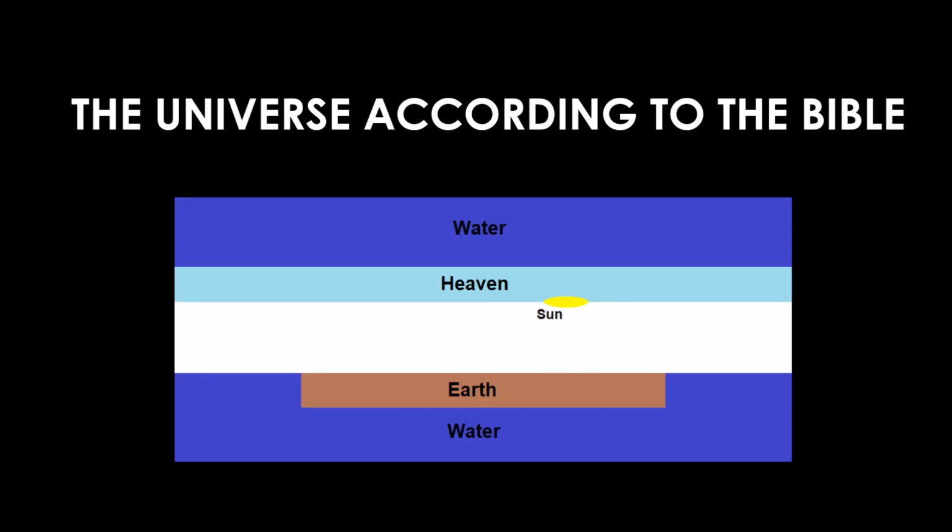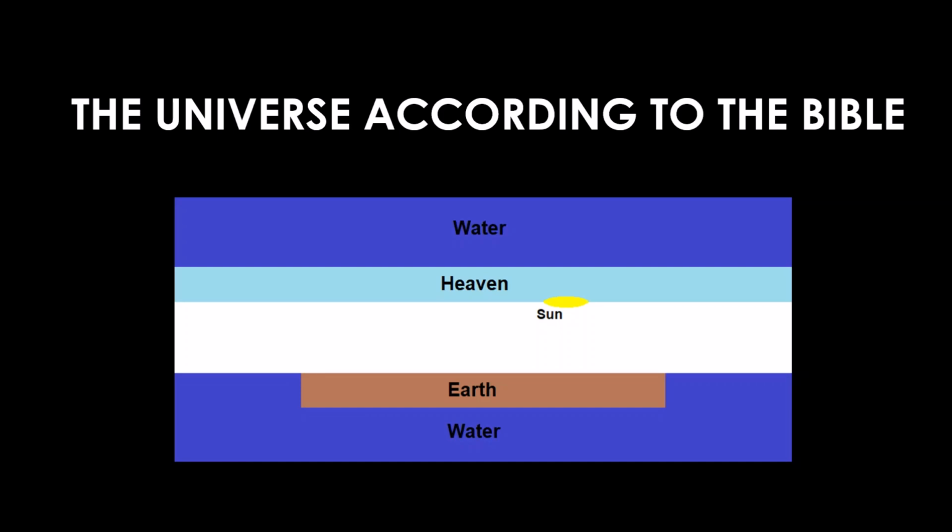In this video, I will explain what the universe looked like according to the authors of the Bible. Now, the Bible has many different authors, but their view of the universe is actually very consistent. And it's completely different from our modern view. Now, the most clear description of the universe is given in Genesis 1.